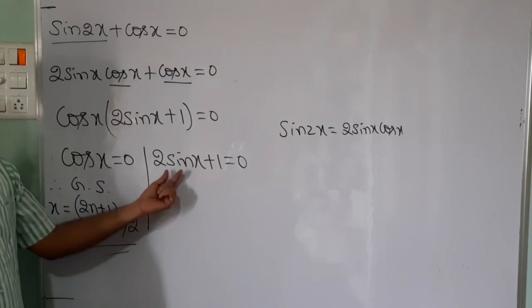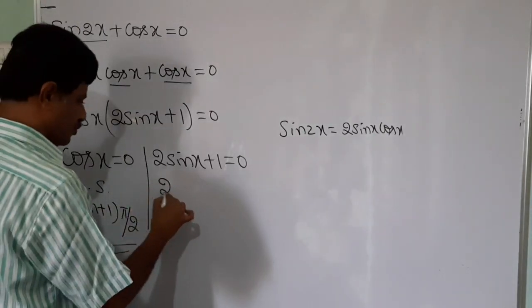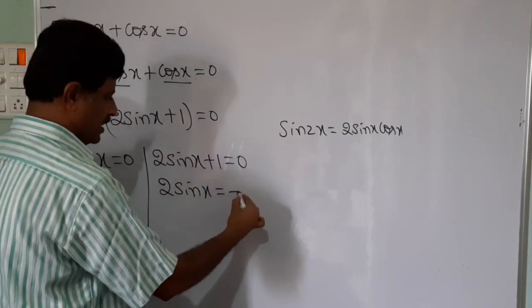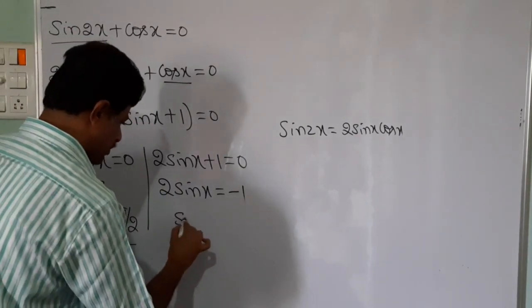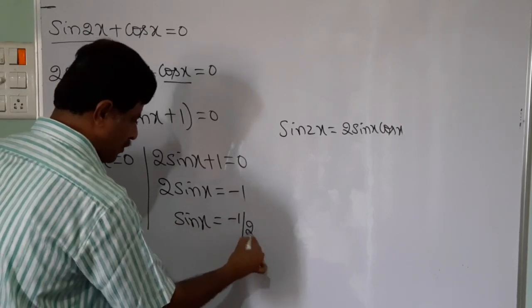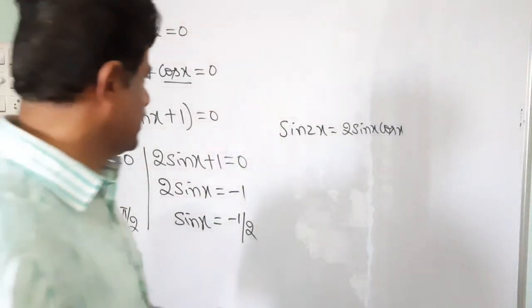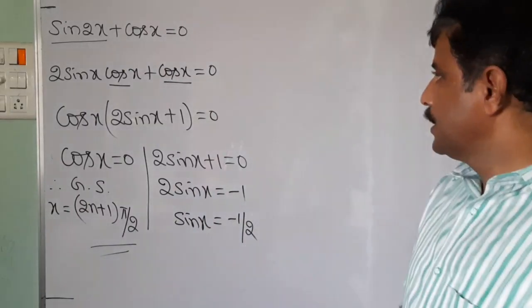Next I am going to the next case: 2 sin x plus 1 is equal to 0. So here 2 sin x is equal to plus 1, taking it across it becomes minus 1. 2 sin x is equal to minus 1, so sin x is equal to minus 1 by 2.